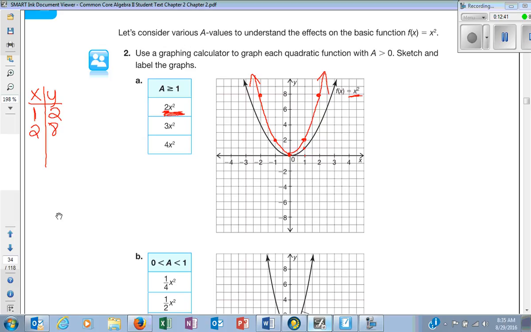Let's jump to this one. Let's make an X and Y chart for this. If I put in a 1, what do I get out now? 4. So if I go over here, now I'm at (1, 4). What if I put a 2 in? I get 16. Which isn't even up here, right? Because 2, 4, 6, 8, 10, 12, 14, 16, maybe somewhere up in this region. And if I mirror that, it looks like this.